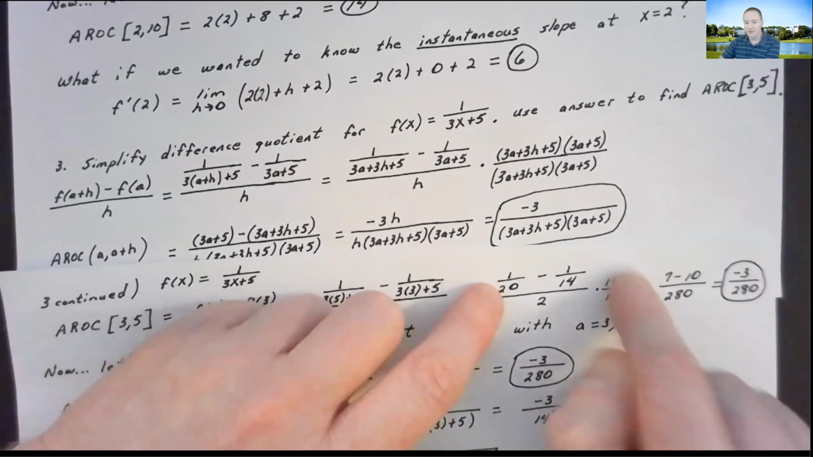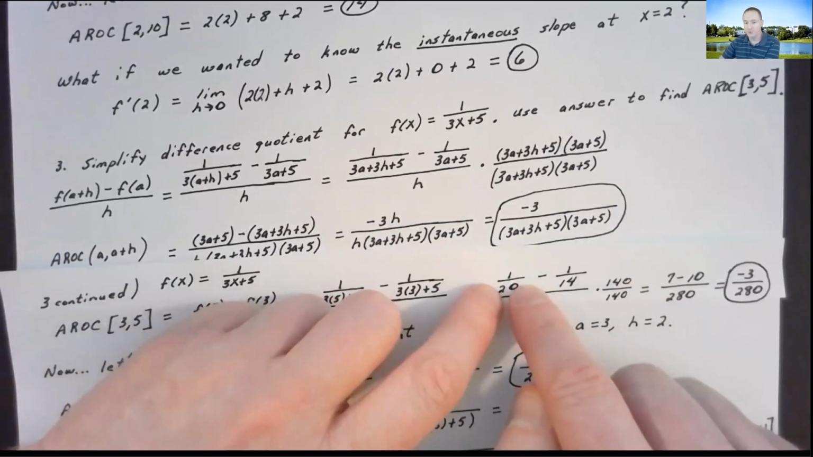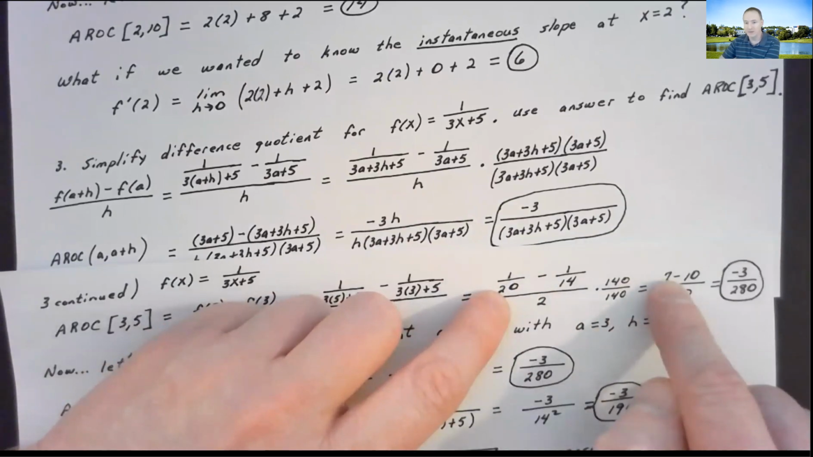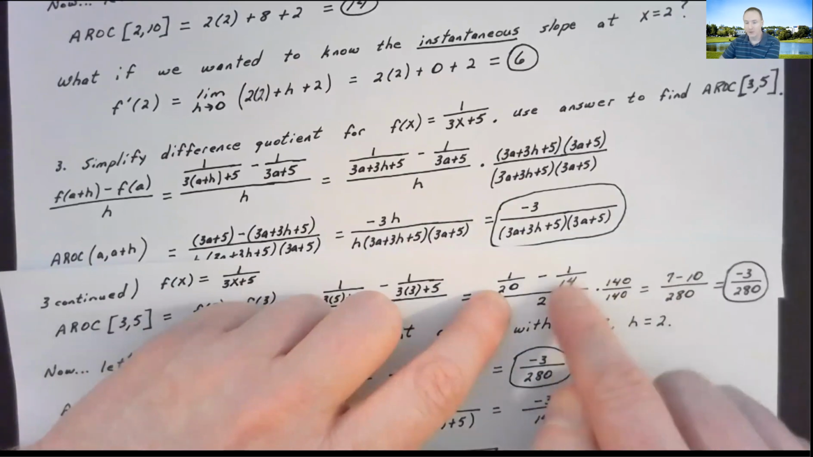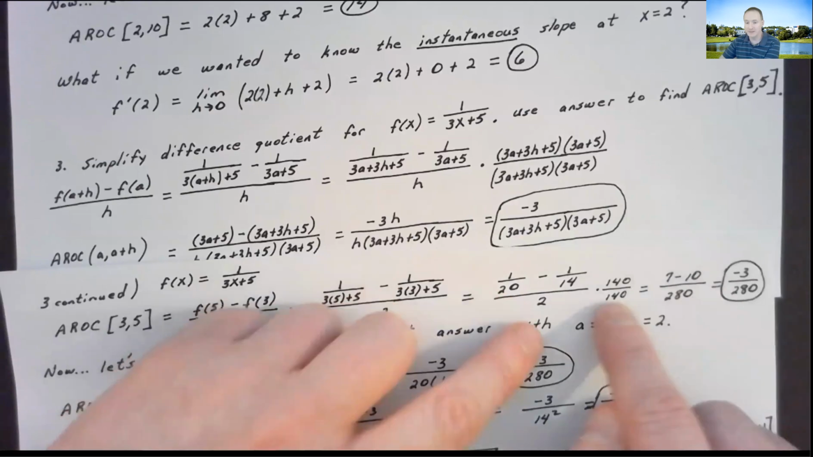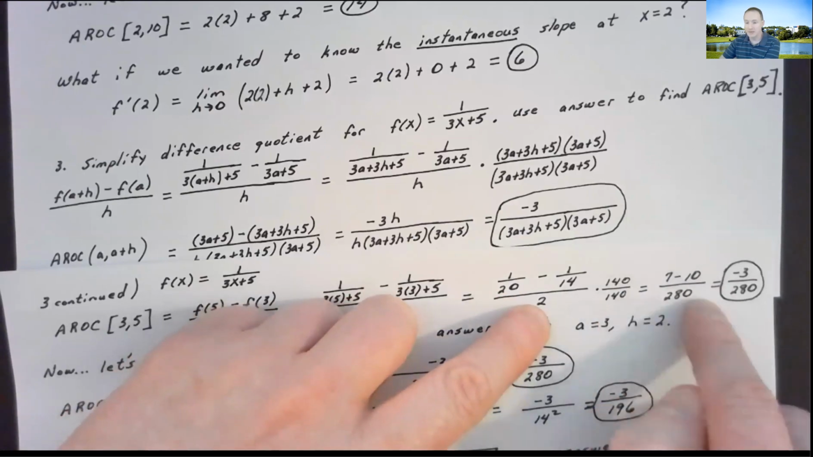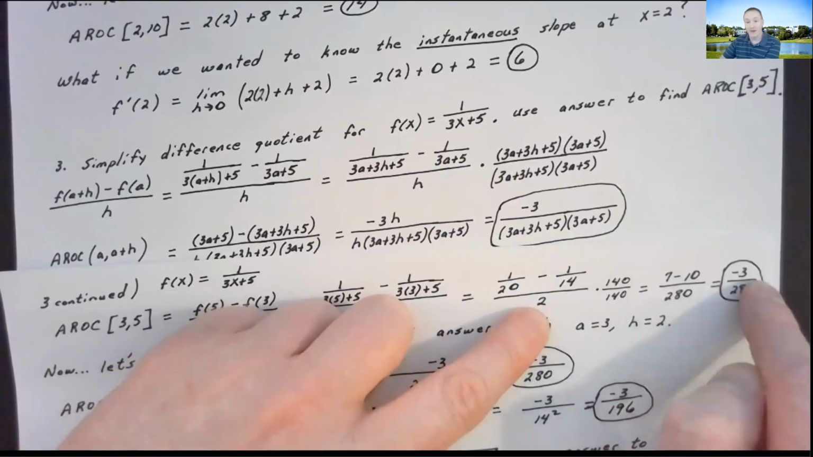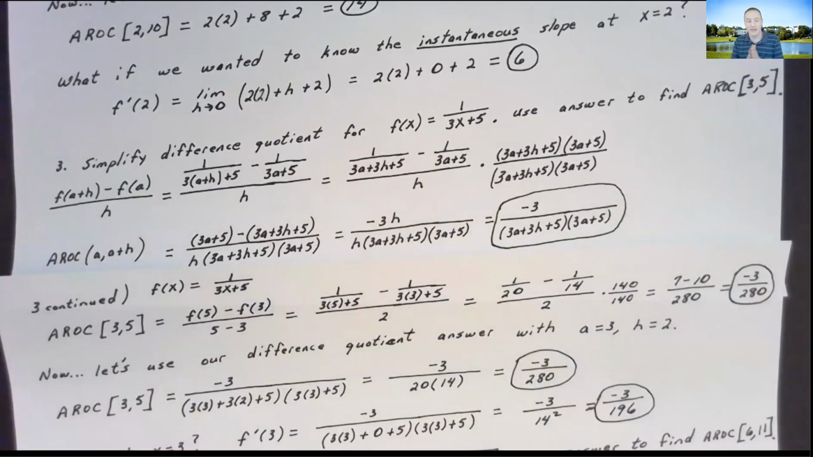I multiply 140 into the first one. 140 divided by 20 is 7. Minus 140 over 14, it's going to give me 10. My numerator is going to be 7 minus 10. My denominator is going to be 2 times 140, or 280. I'm going to get negative 3 over 280 for my final exact answer there. Now, that's a gorgeous answer.